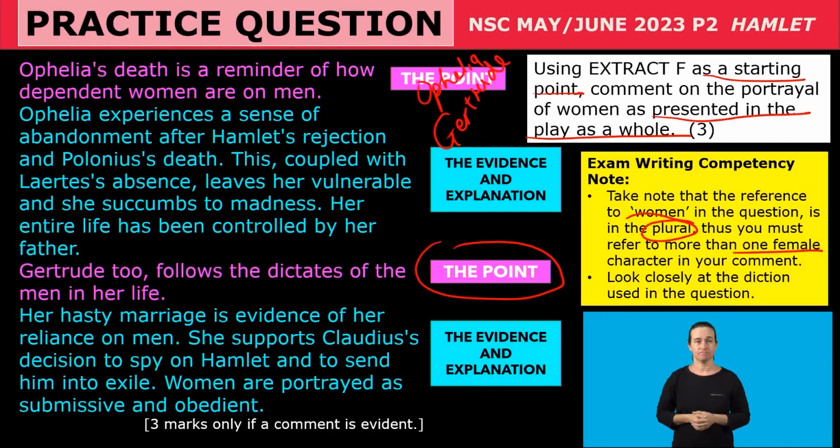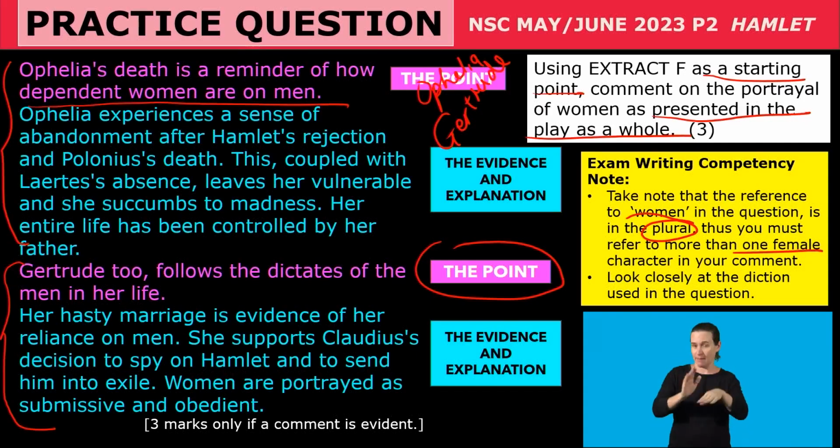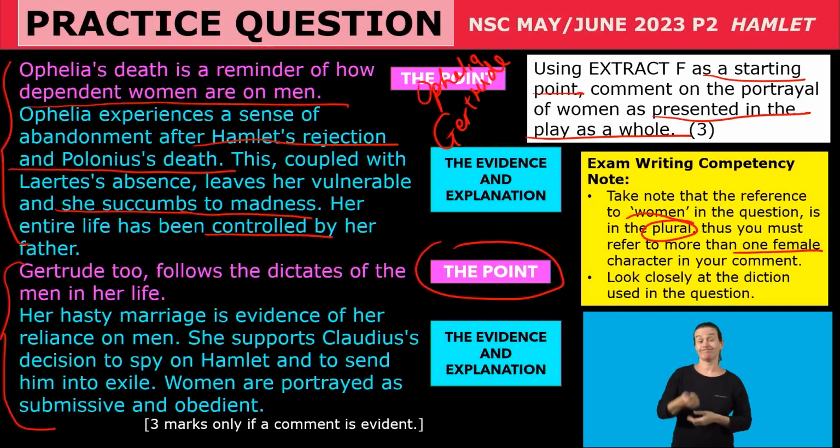So as you can see, we have now separated our answers. Firstly, we're going to look at Ophelia and explain the ideas of Ophelia, and then we're going to examine Gertrude and explain Gertrude. So Ophelia's death is a reminder of how dependent women are on men. Ophelia, and now the evidence and the explanation, experiences a sense of abandonment after Hamlet's rejection and Polonius's death. This, coupled with Laertes' absence, leaves her vulnerable and she succumbs to madness. Her entire life has been controlled by her father.